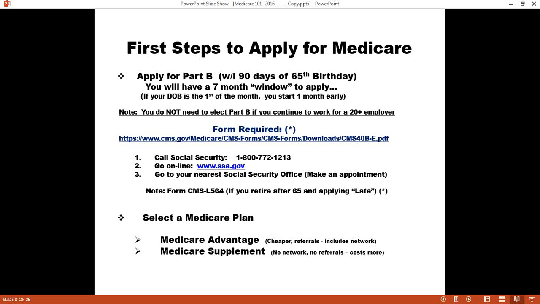Now I'm going to go into what the differences of those two plans are, but right now I'm going to open it up for questions because I want to make sure that everybody gets, if they have somebody who's turning 65 and or retiring, wants to go on Part B, that they know how to do it. Does anybody have a question?